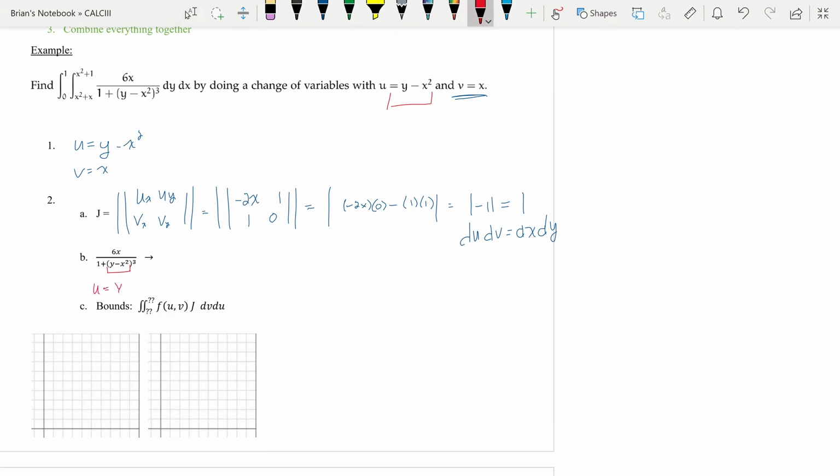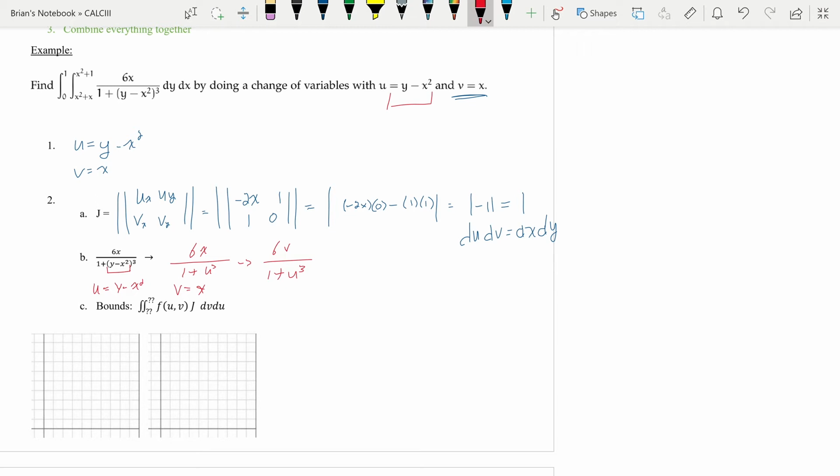u is equal to y minus x squared. So our function just becomes 6x over 1 plus u cubed. And then we have an x on the top. We can see that v is equal to x. So that just says 6v over 1 plus u cubed would be our function. All right, cool. The bounds are always fun.